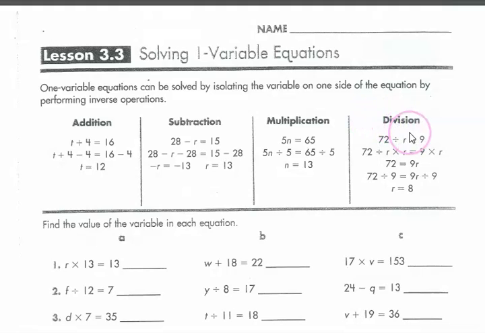All right. And last but not least, we have division. So your problem is 72 divided by r equals 9. So what are we going to do? We're going to do inverse operation.